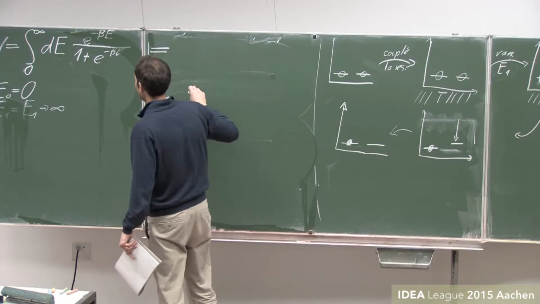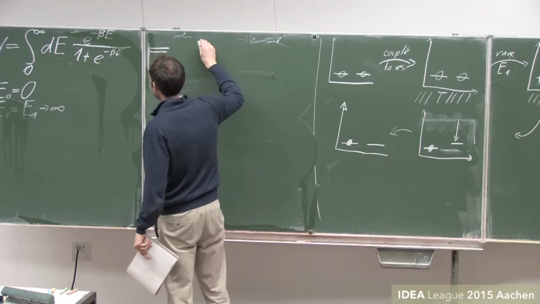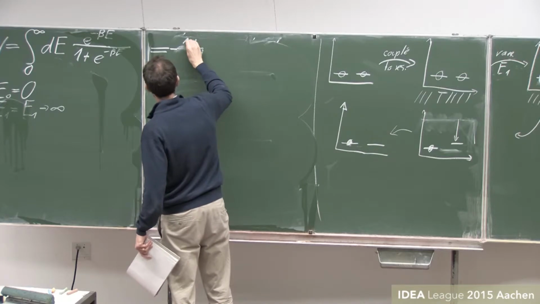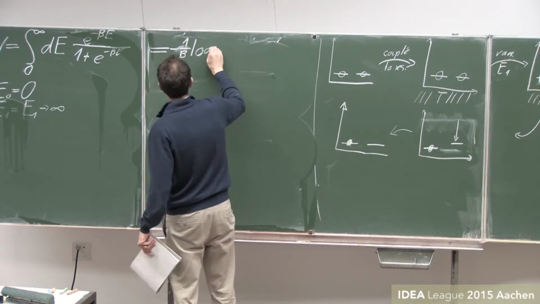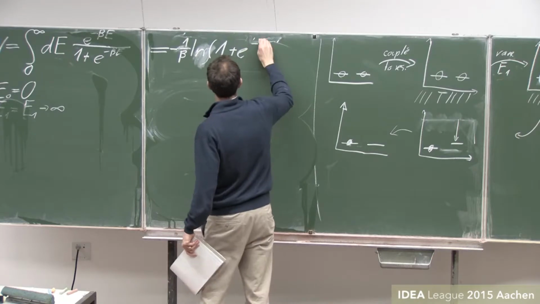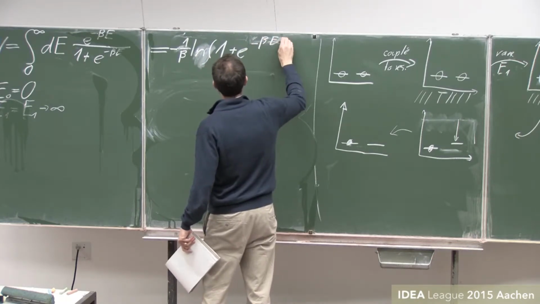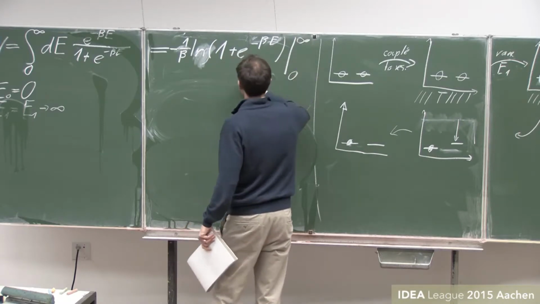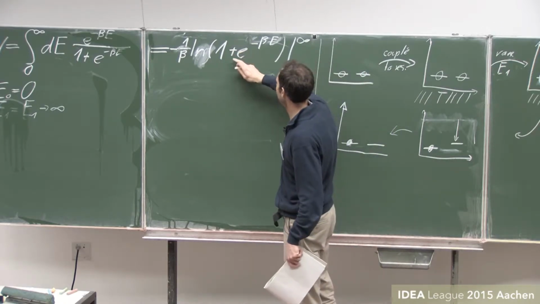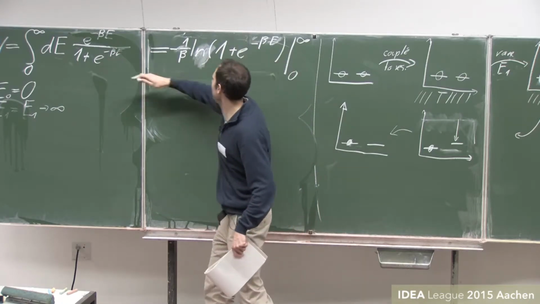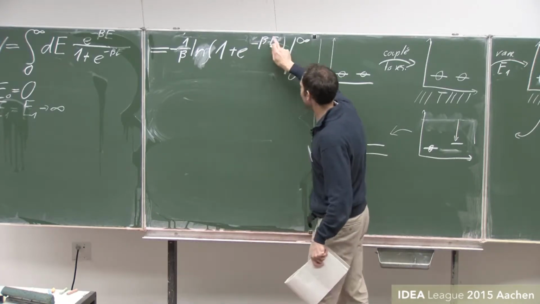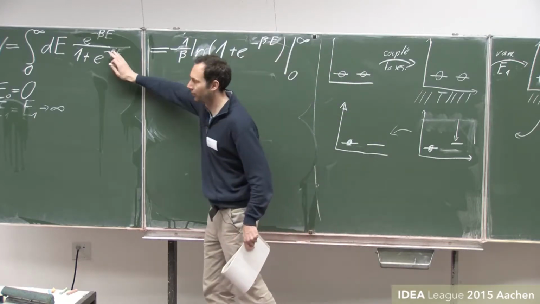Now this is a very easy integral to solve. Essentially, it gives you, taking into account the constant, minus 1 over beta times ln of 1 plus e to the minus beta E, evaluated at 0 and infinity. To verify that, just take the derivative with respect to E. Because of the logarithm, you get 1 over that, and then the inner derivative gives you this e to the minus beta E, and the prefactor comes from the derivative of the exponent. This cancels with that, so you get this.